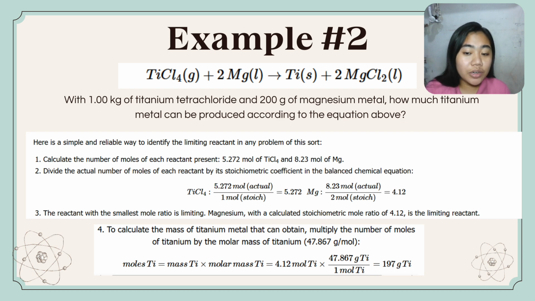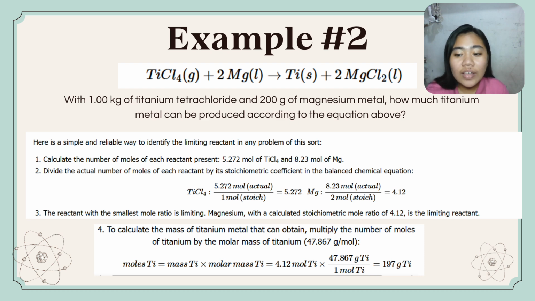So, to solve this problem, we have to calculate first the number of moles of each reactant present. And we have 5.272 moles of titanium tetrachloride and 8.23 moles of magnesium metal. And then, divide the actual number of moles of each reactant by its stoichiometric coefficient in the balanced chemical equation.